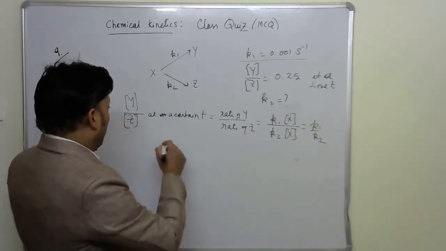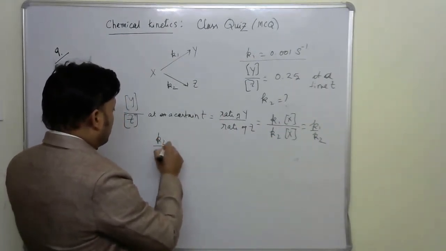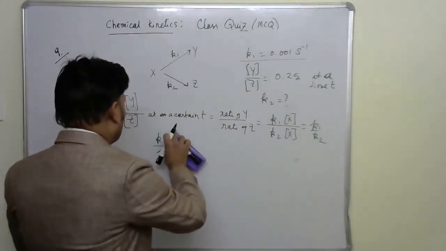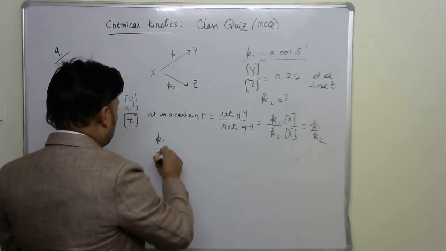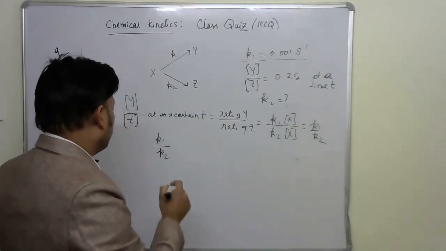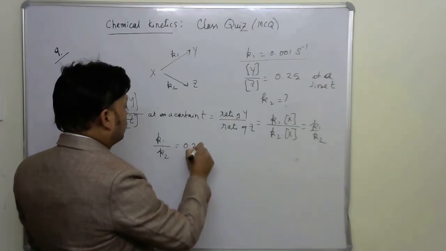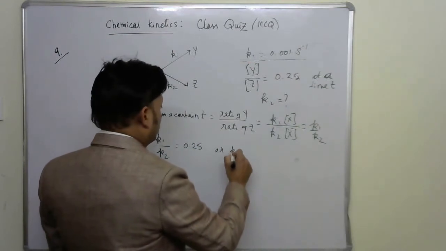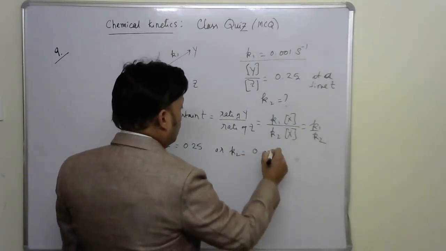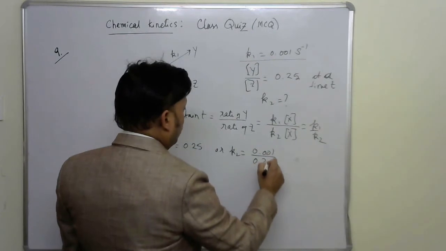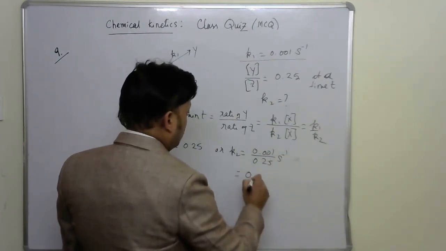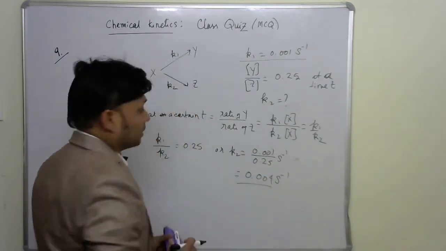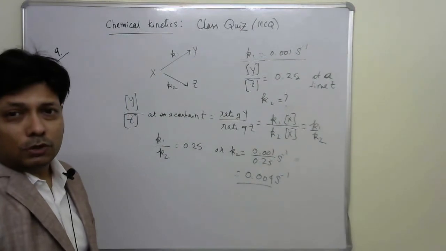Now this value, that is K1 divided by K2, is basically the ratio of concentration of Y to Z at any time t, and that is equal to 0.25. So we have to find the value of K2. So K2 is 0.001 divided by 0.25 second inverse, so that is equal to 0.004 second inverse. That's the answer. So next we move on to question number 10.